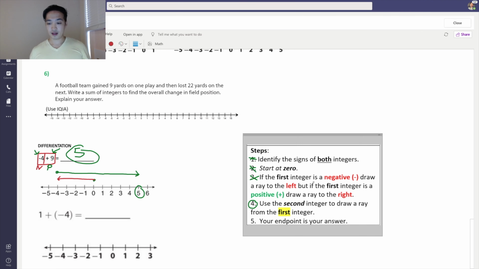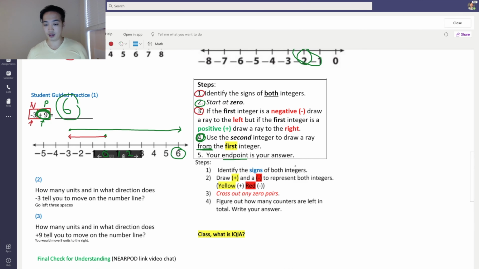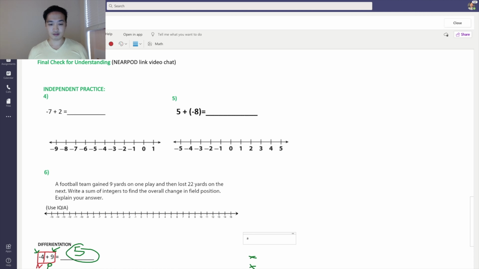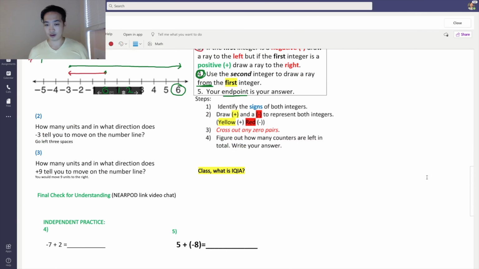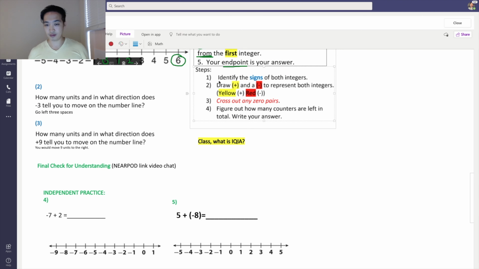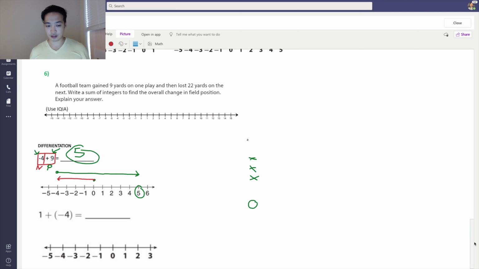Okay, let me show you how to do it a different way. Remember when we did the counters? Well, check this out. Hold on. So I'm going to do the counter way, and I'm going to grab the steps right here and copy them for learning how to draw counters.